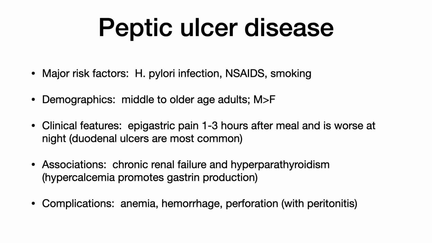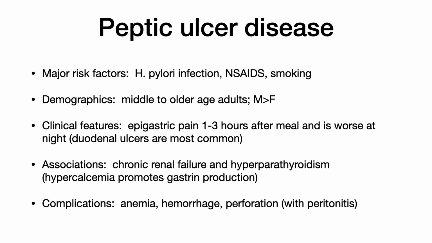Okay, one complication of chronic gastritis would be peptic ulcer disease, and this is commonly associated with H. pylori, with non-steroidals being the two main risk factors for it. It's usually middle to older age adults, males greater than females. Clinical features: epigastric pain, usually 1 to 3 hours after a meal, and it's worse at night. There's something about gastric versus duodenal, but what I was reading in another book was that the association with meals and gastric versus duodenal is really not that great. So you're probably not going to completely separate it out.